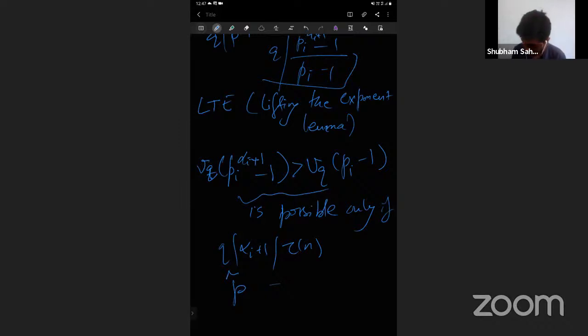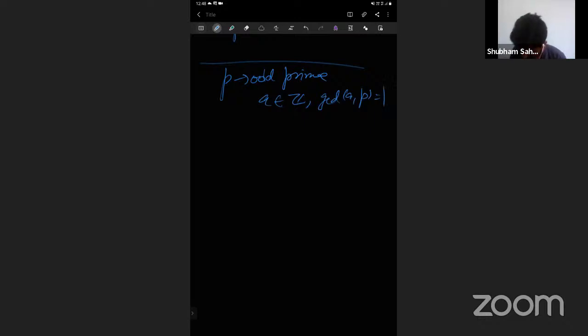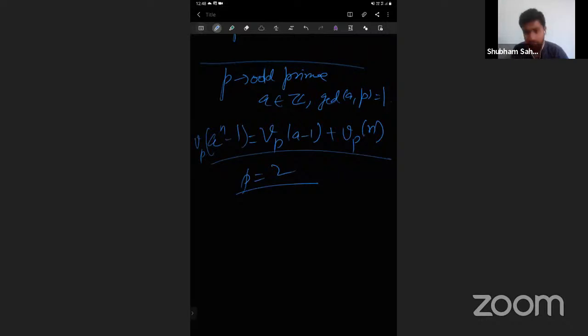What this lemma states is that p is an odd prime, a is an integer with p dividing a minus 1, and then vp of a to the power n minus 1 is equal to vp of a minus 1 plus vp of n. For p equal to 2, this is a similar statement, but there's some issue when v2 of n is equal to 1. By the way, vp of n is the largest power of that prime p dividing n. LTE again is a standard result, so you can look it up to find applications and such.